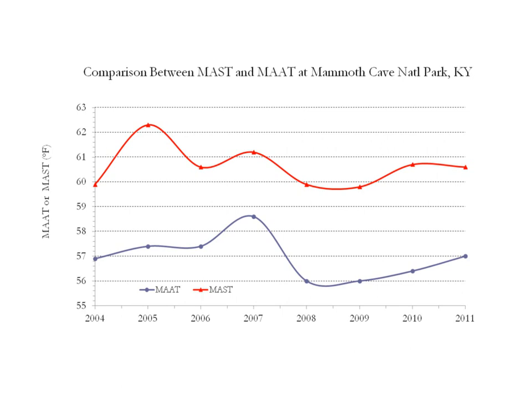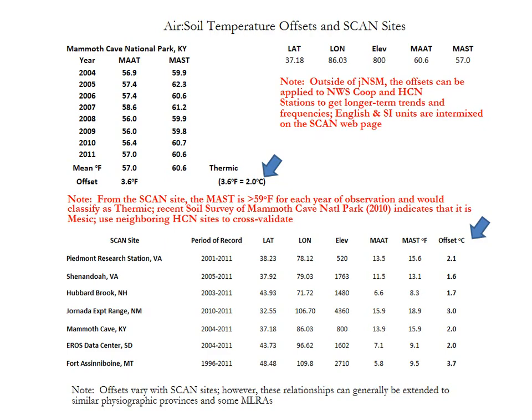Here's an example of where we compare the mean annual air temperature and the mean annual soil temperature. Soil temperature is given in the red line, higher, mean annual air temperature in blue, and here we are in degrees Fahrenheit. The average offset here is about 3.6 degrees Fahrenheit, or about 2 degrees C, and that served as our source for our runoff model input.